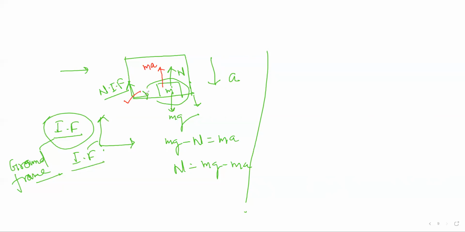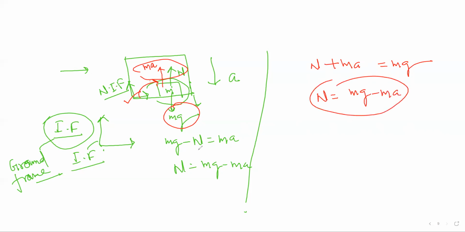So a pseudo force will act, and its value will be mass into acceleration of the frame. Since in this frame you are observing that this block is at rest, you will say that total upward force is equal to total downward force. So N plus ma is equal to mg, so N is simply mg minus ma. It got verified and justified that no matter from which frame you are dealing with force, in all frames force remains the same. That's why it is said that force is an absolute concept.